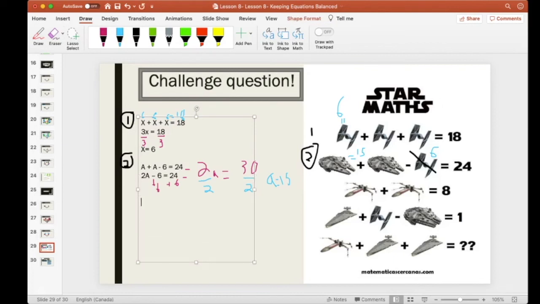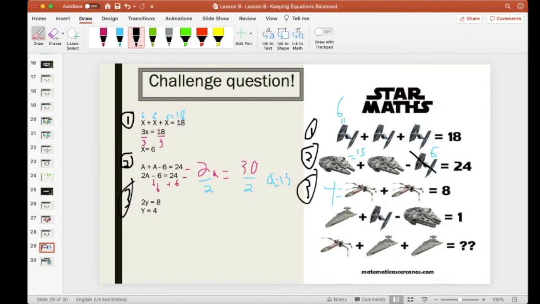Stage 3, we have two X-Wings. I know we have 2 of them. I don't know what they're worth. They're called X-Wings. I've already used X. We'll put a Y. 2Y equals 8. Alright? That means we're going to divide them both by 2, because that's multiplication. Y is going to equal 4. Alright, so this equals 4. That's for number 3.